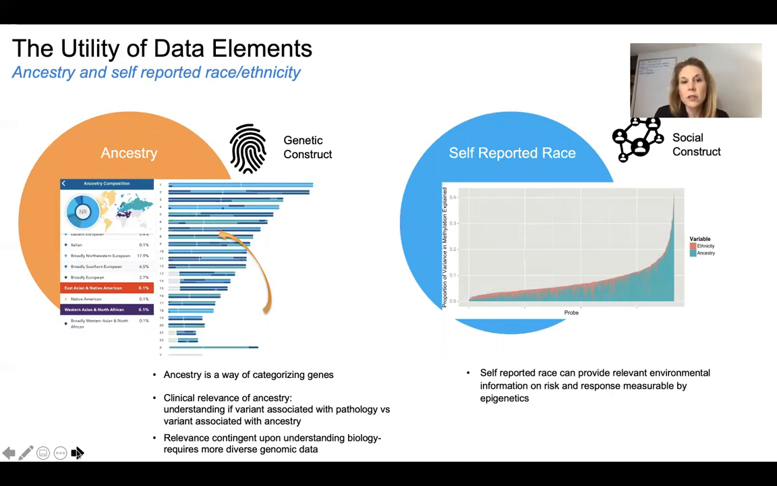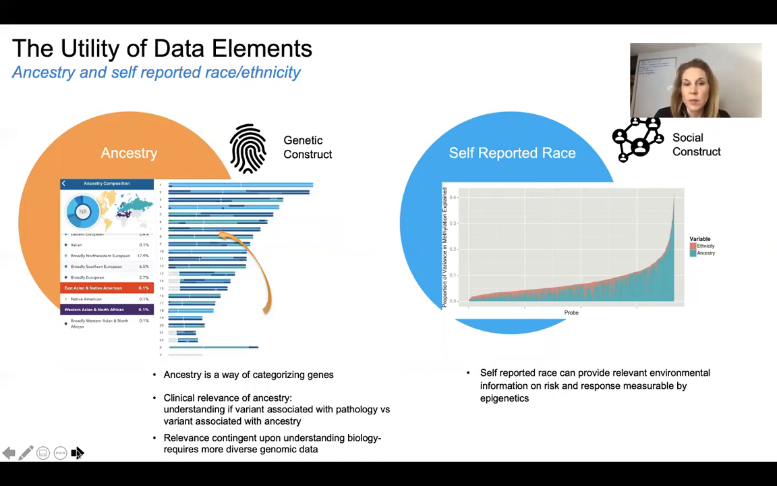So from a clinical and scientific perspective, both ancestry as well as race and ethnicity are certainly important elements that can convey important but different information. At the most basic level, ancestry is a way of categorizing a group of genes. The relevance of this information is when we can differentiate the signal or variant associated with pathology from a variant simply associated with ancestry. And in order to do this, we actually need much more robust, diverse data sets.